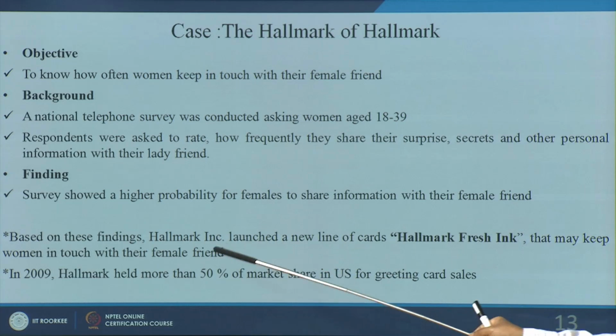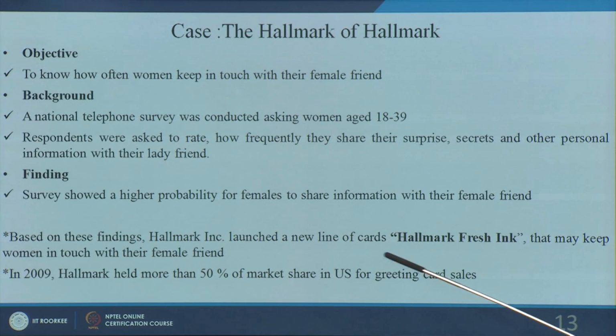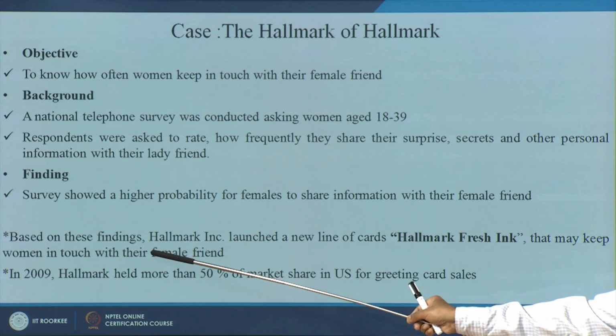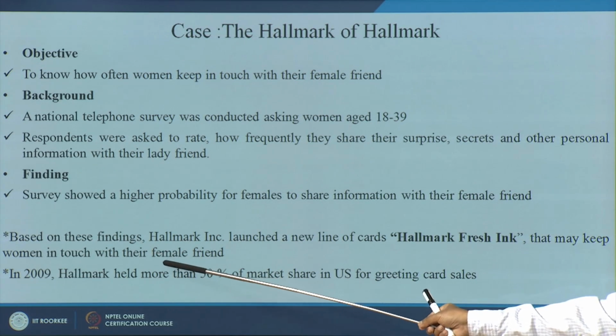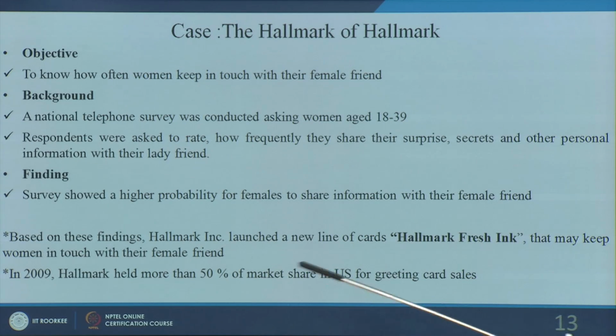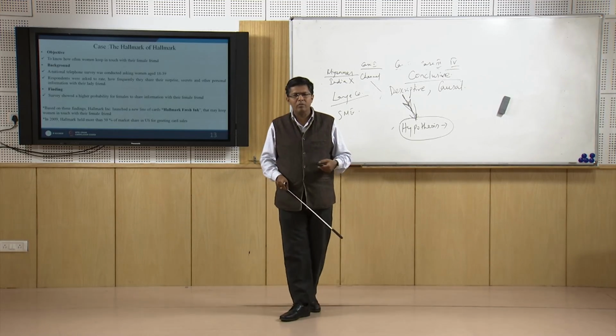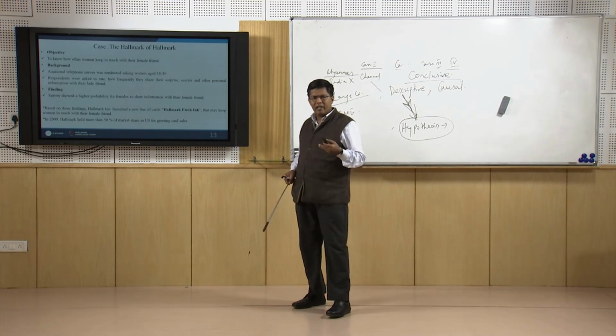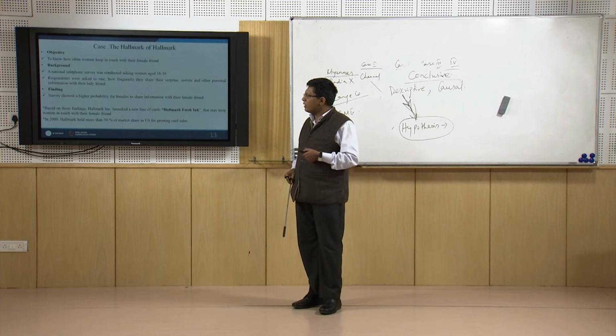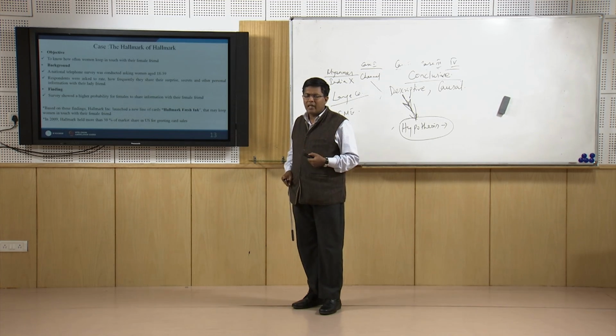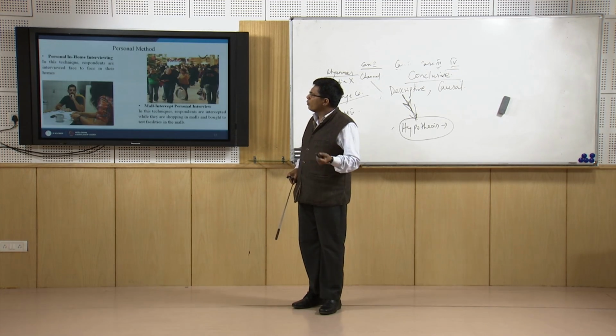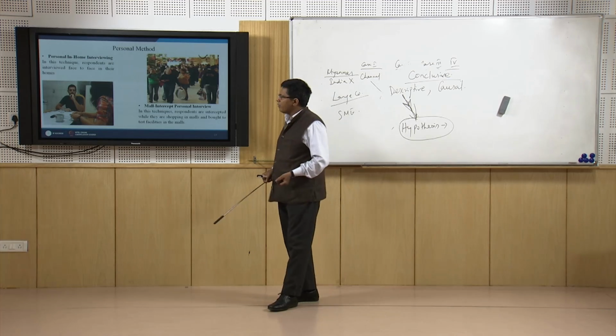Based on these findings, Hallmark started a line of cards called Hallmark Fresh Ink, to help keep in touch. This was with the purpose of women who wanted to keep in touch with their female friends. So, they could use these cards. Hallmark held 50% of the market share in the US for greeting card sales. So, this helped them in improving their sales. When you understand the inherent reason why a person is doing something or what he likes, it helps you to improve your sales or your market share in marketing.